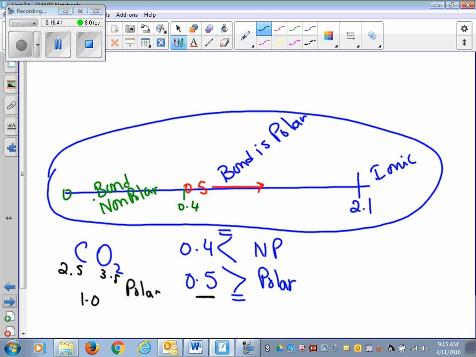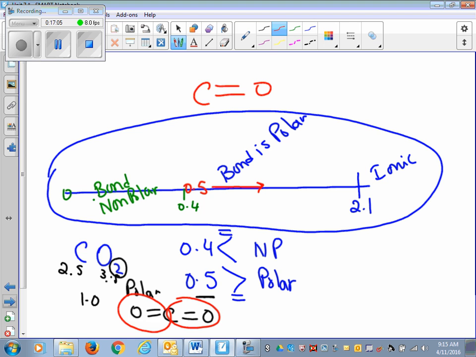But the reason I mentioned it, you have CO2. That doesn't mean you take 3.5 and times it by 2 and make it 7. You're not multiplying it. All you're doing is asking, in the carbon dioxide, is this bond polar or non-polar? If this bond is polar, that means this bond is polar as well. So in this carbon dioxide, you remember the dot diagram? Oxygen is 3.5. This is 2.5, this is 3.5.